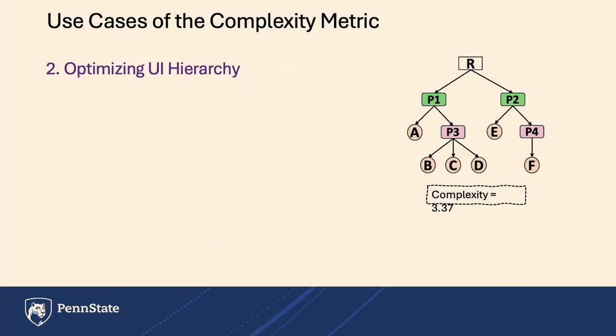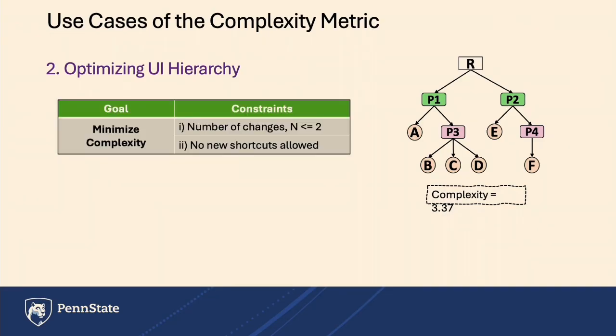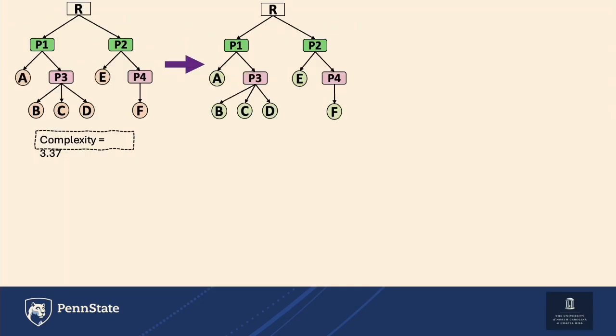We can use this metric to optimize UI design. For example, let's say this is the current layout of my app. We measure our complexity, and it came out as 3.37, quite high. We try to reduce it, but we don't want to make rapid changes. We have two constraints: we only want to make two changes, and we don't want to introduce new shortcuts. So how do we do that?